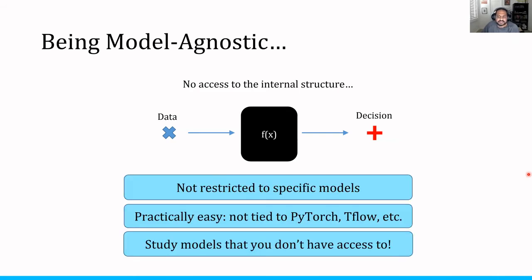And this is kind of nice for practical reasons. You're not restricted to any specific models. You can use any library for the model, and your explanation system is just kind of different. And you can study models that you don't even have access to. It's on some Google server somewhere. You can still access it and use it. So it's kind of nice. The problem is you're approximating something just by querying it rather than being able to look at the inside.